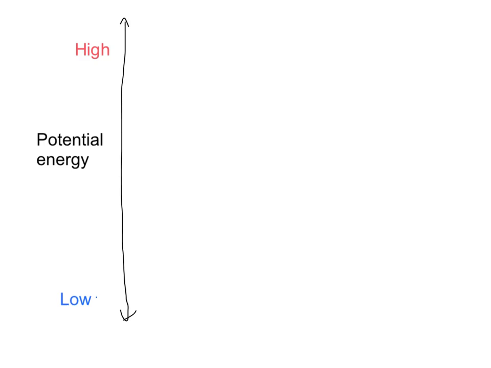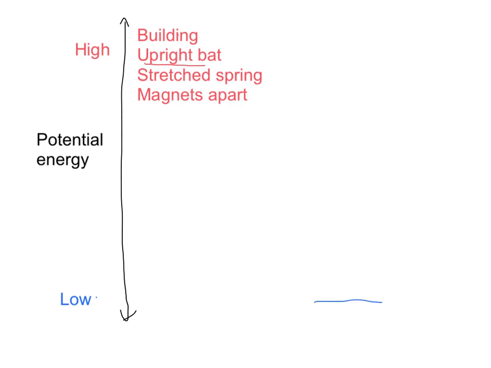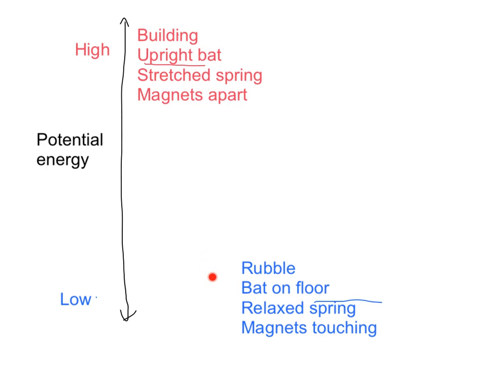So we can consider different potential energy states of these various things that we've looked at. So we have high potential energy states and low potential energy states. So here we can consider the different high energy forms of these things. There's the building, is the high energy form of the building in the rubble. The upright bat and the stretched spring and the magnets far apart are all high energy states. And the corresponding low energy states of all these: the rubble, the bat on the floor, the relaxed spring, and the magnets touching.